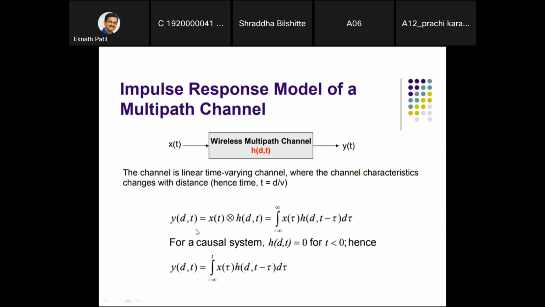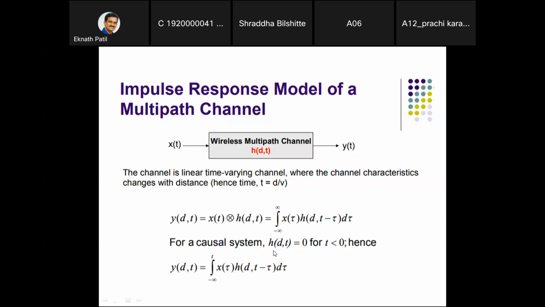y(d,t) is the received signal, equal to x(t), the transmitted signal, convolved with h(d,t). This can be written as the integration from minus infinity to plus infinity of x(τ) into h(d, t minus τ) dτ.